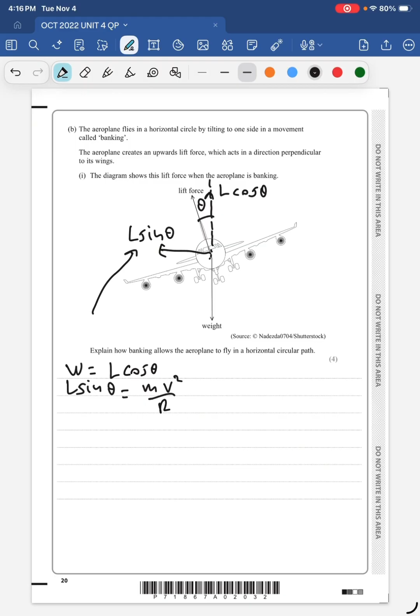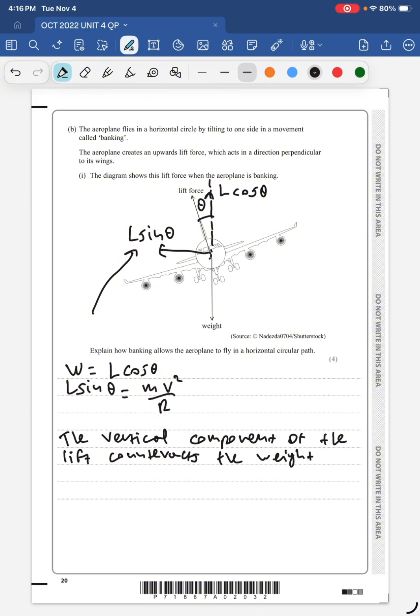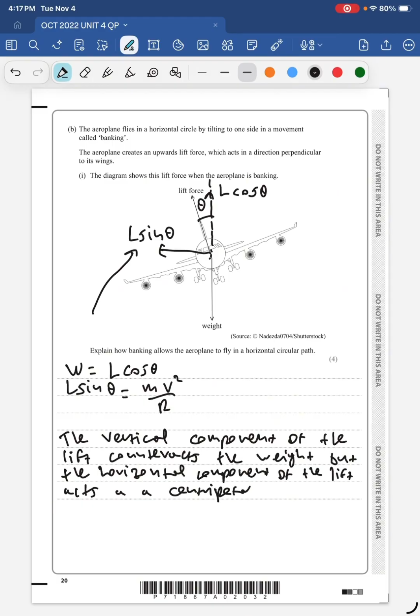Okay, so we can write down that the vertical component of the lift counteracts the weight, but the horizontal component of the lift acts as a centripetal force for circular motion as it is perpendicular to the velocity.